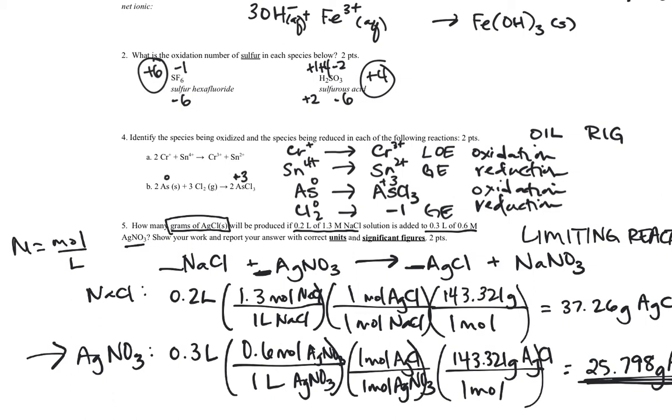Now we need to look at significant figures, and you can see that we have 1 sig fig here, and so we need 1 sig fig here, which will give us 30 grams of AgCl.